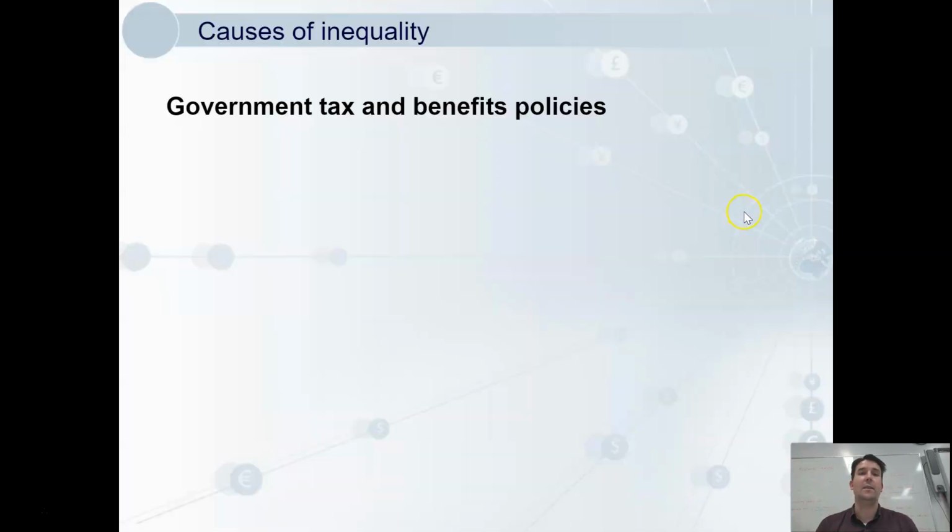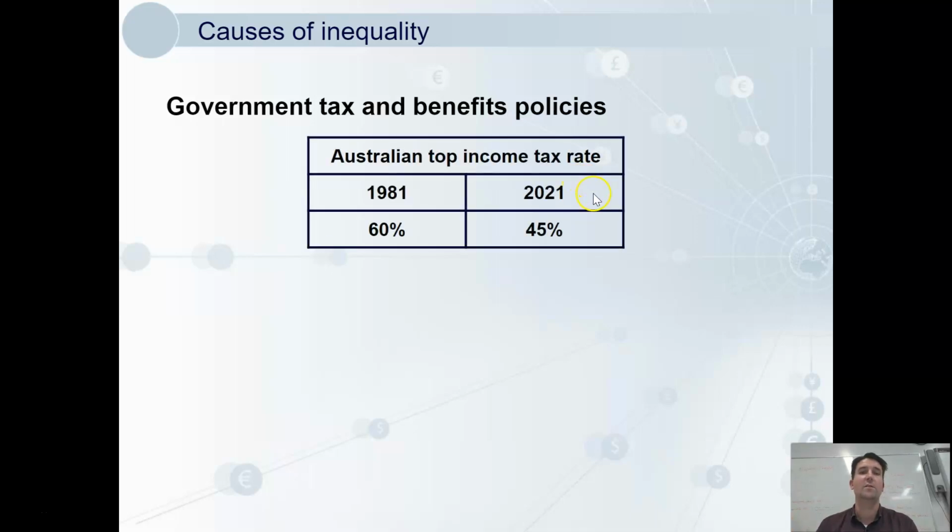Another cause is the government's tax and benefits policies. Most countries have what we call progressive taxes, which we'll be learning about in class, whereas your income increases, you get taxed more. However, what we've seen is a trend where the top tax rate has fallen in many countries over years. So we look back to 1981 in Australia, our top tax rate was 60%. A few years before that, it was even higher. And now, 40 years later, the top tax rate is 45%.